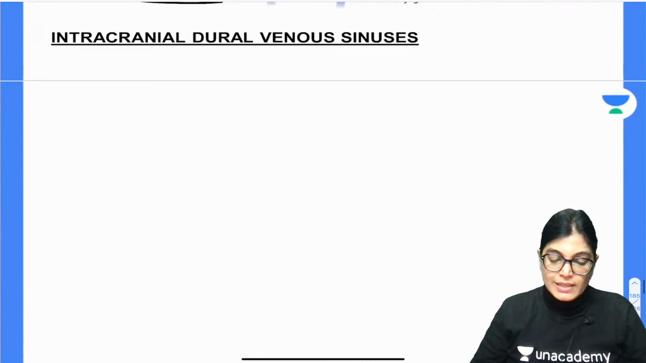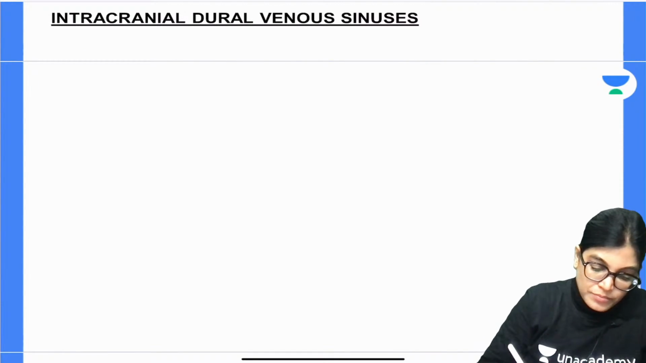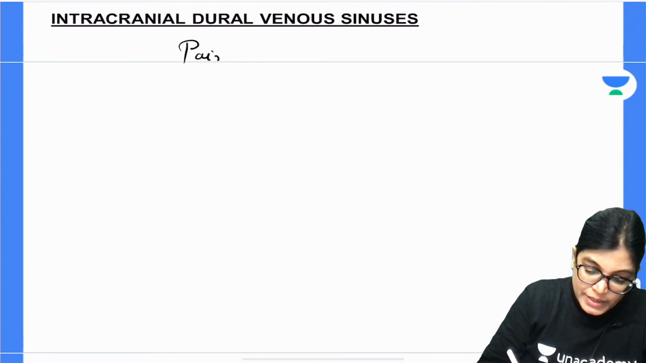So, let me give you the list of paired and unpaired dural venous sinuses. Write down the paired dural venous sinuses.